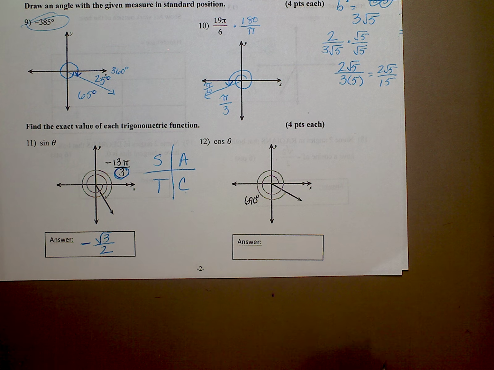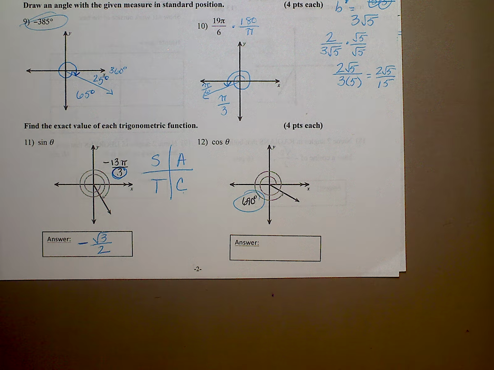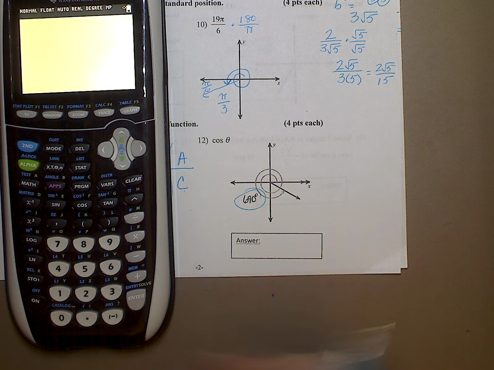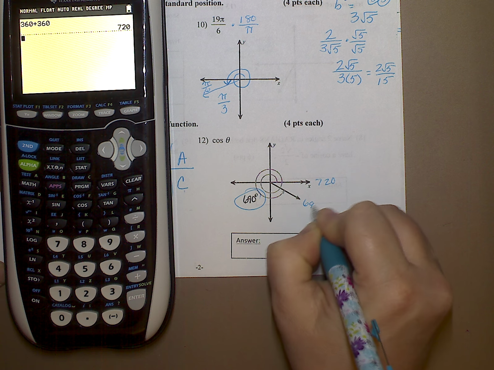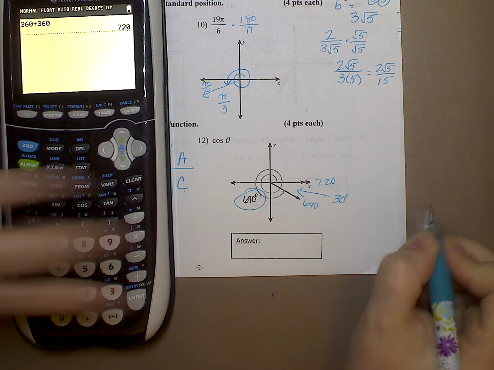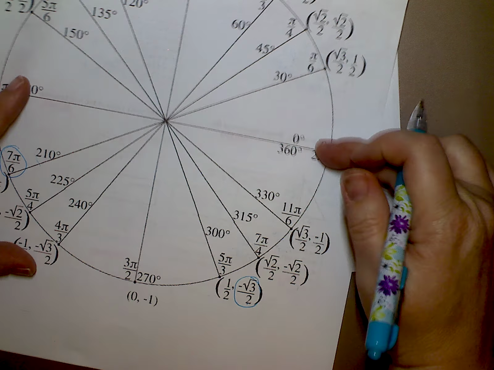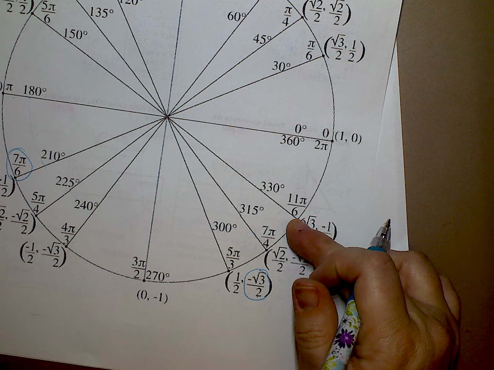Okay, all right. 690 degrees. More or less than one rotation? Very much more. So 360 plus 360, two full rotations, would be 720. If I'm stopping at 690, what is that reference angle there? 30 degrees. So it's 30 degrees before here, which means it's coterminal with this guy, with 330 degrees.